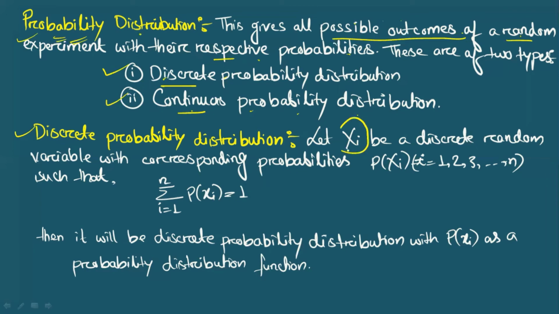So here we will take xi, and it is a discrete random variable. That means it can take finite distinct values. Clear? And P(xi) is the corresponding probability for this random variable, which is discrete, and i is equal to 1, 2, 3 up to n. Such that, here you see we are talking about discrete probability distribution, so you are writing a summation, summation i equals 1 to n of the probability of xi, and it is equal to 1.